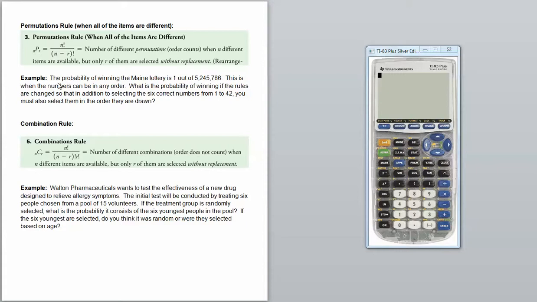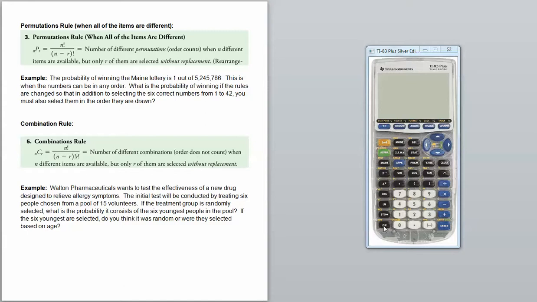In our example, the probability of winning the main lottery is 1 out of 5,245,786. This is when the numbers can be in any order. What's the probability of winning if the rules are changed so that in addition to selecting the 6 correct numbers from 1 to 42, you must also select them in the order they are drawn? So we're going to choose 6 numbers out of these 42, and we want it to be a permutation this time where order matters.